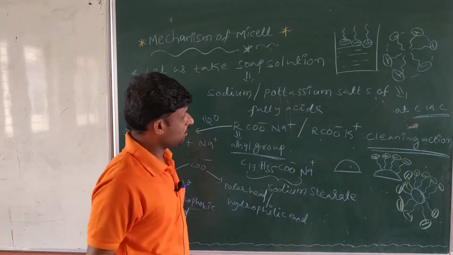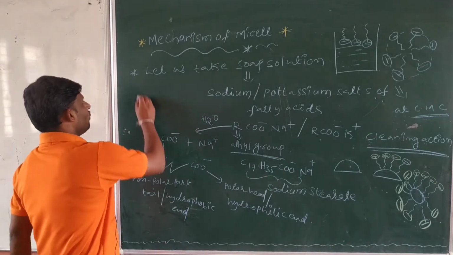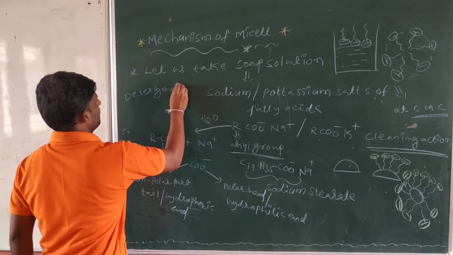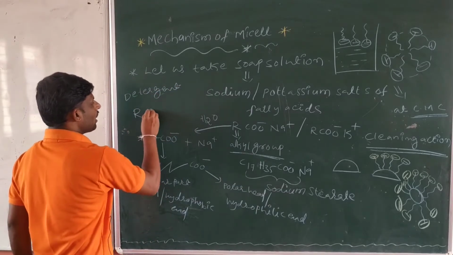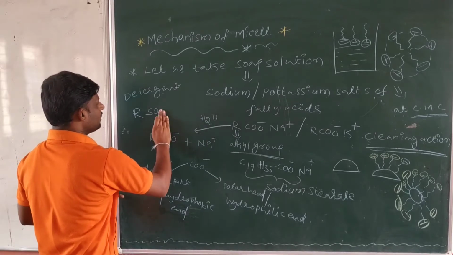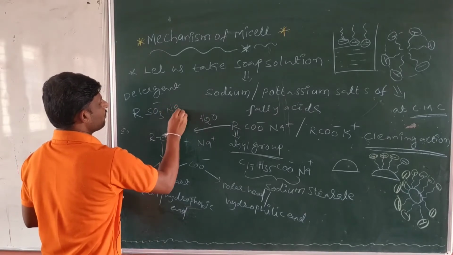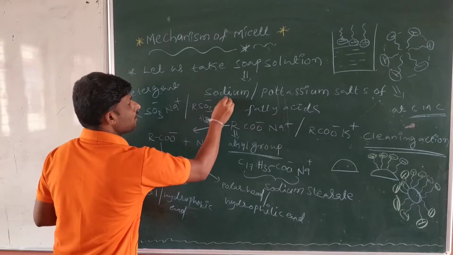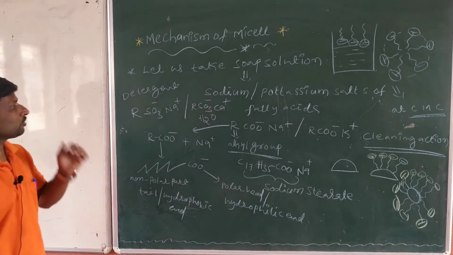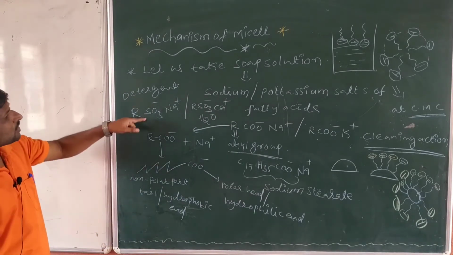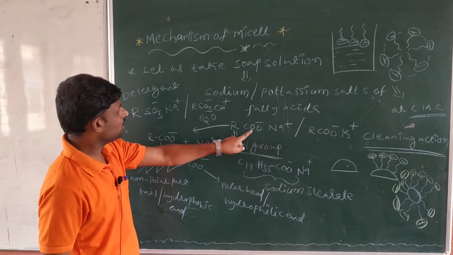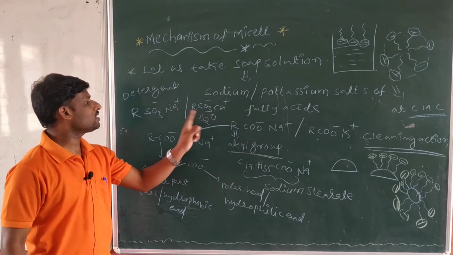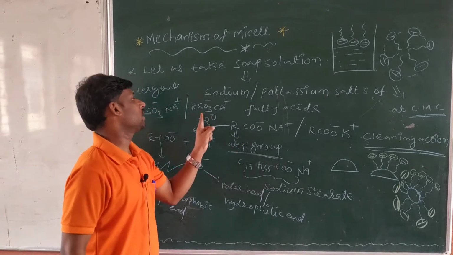So, for example, what about detergents? Soap and detergent are a little bit different. When I talk about the detergent, it is nothing but RSO3⁻ Na⁺ or (RSO3)⁻ Ca²⁺. Detergent and soap have a similar formula, but the difference is that here an inorganic acid is there, and there an organic acid is there.